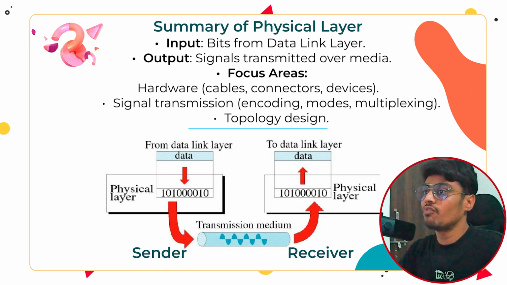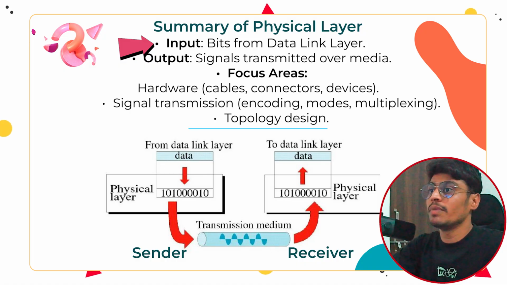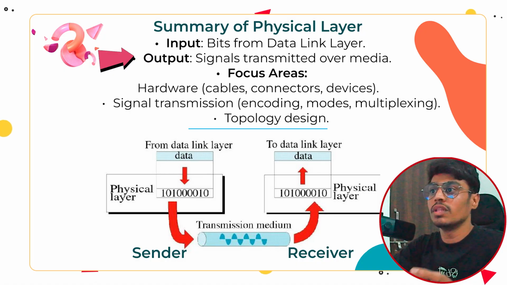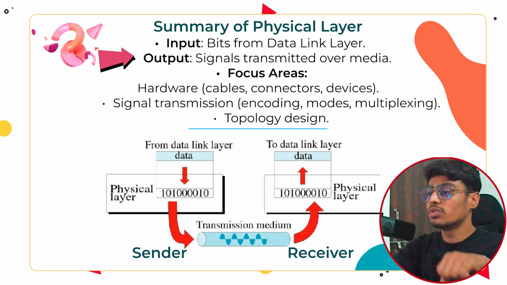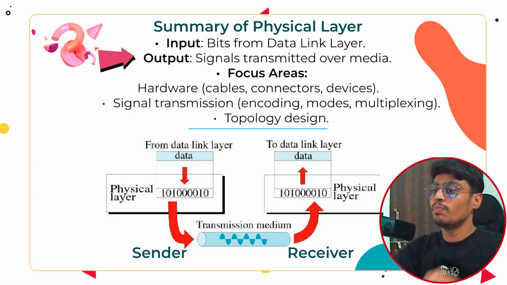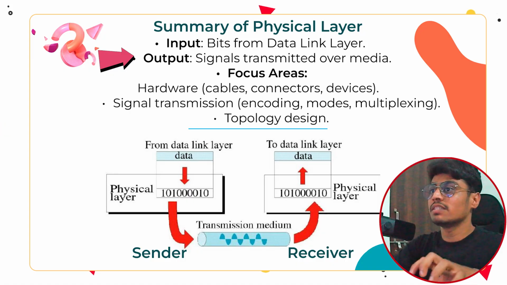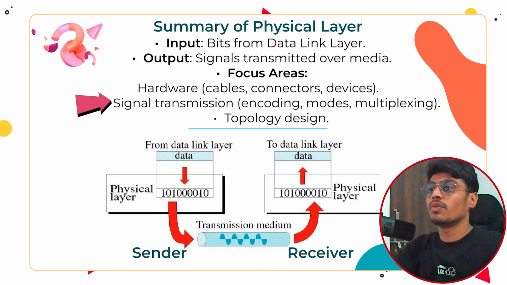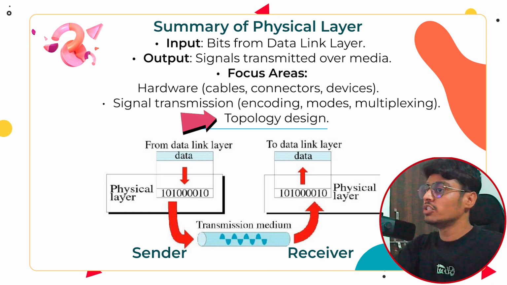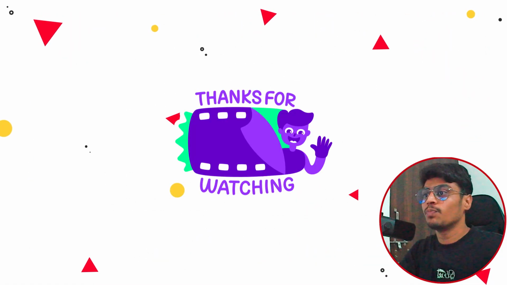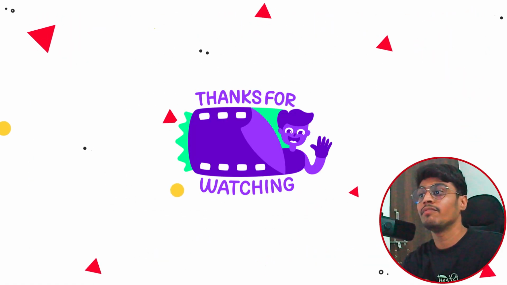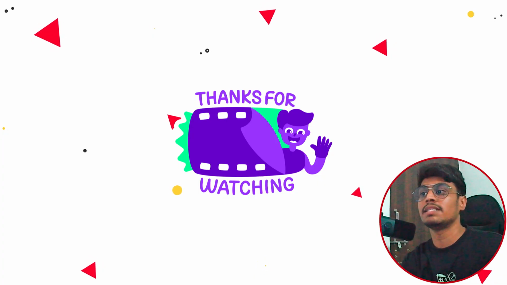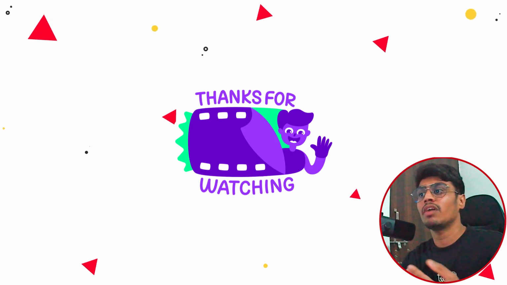If we talk about the summary of the physical layer, we have discussed that for input we are taking bits from the data link layer. For output, signals are transmitted over the media: we convert bits into signals, and then signals back into bits at the receiver side. This is the main functionality of the physical layer. The focus areas of the physical layer are hardware, cables, connector devices, and signal transmission, where we talk about encoding, modes, multiplexing and topology design. This is the summary of the physical layer. That's it for this video.